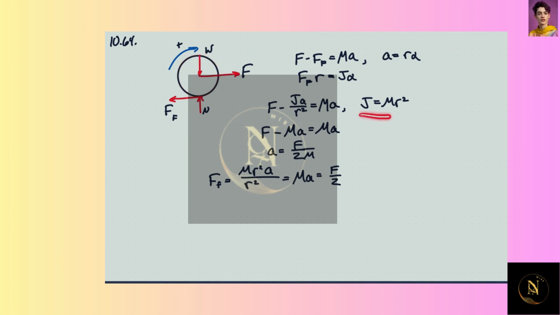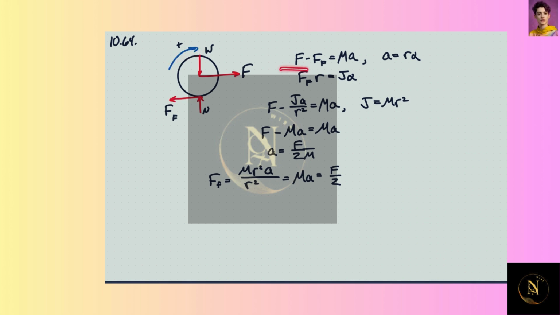So J, the mass moment, is just capital M r squared, where r is the radius of this. So we have our free body diagram here. We have the weight, the normal force, the friction force, and the applied force, saying counterclockwise is positive.